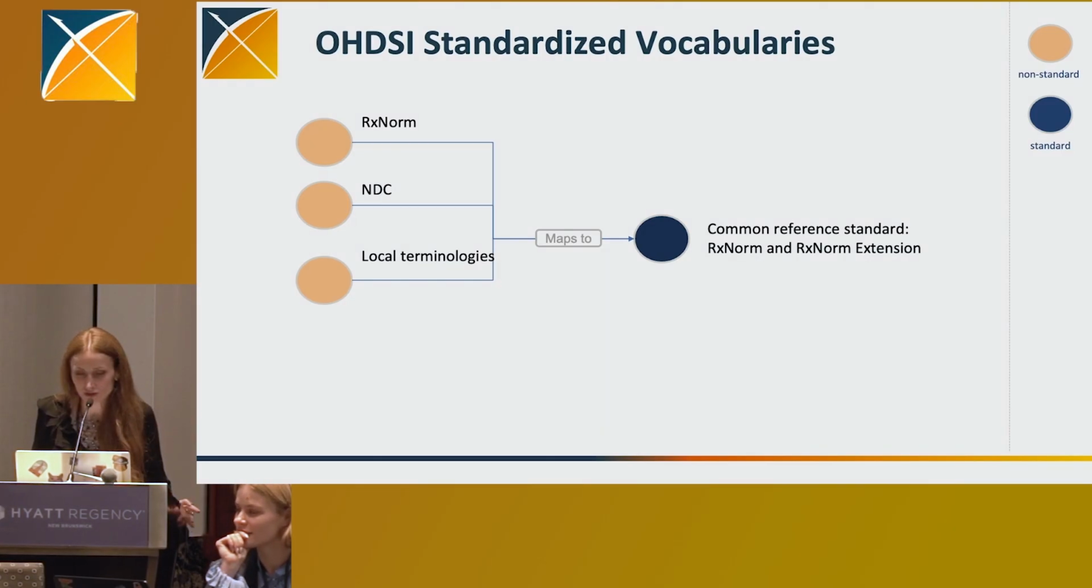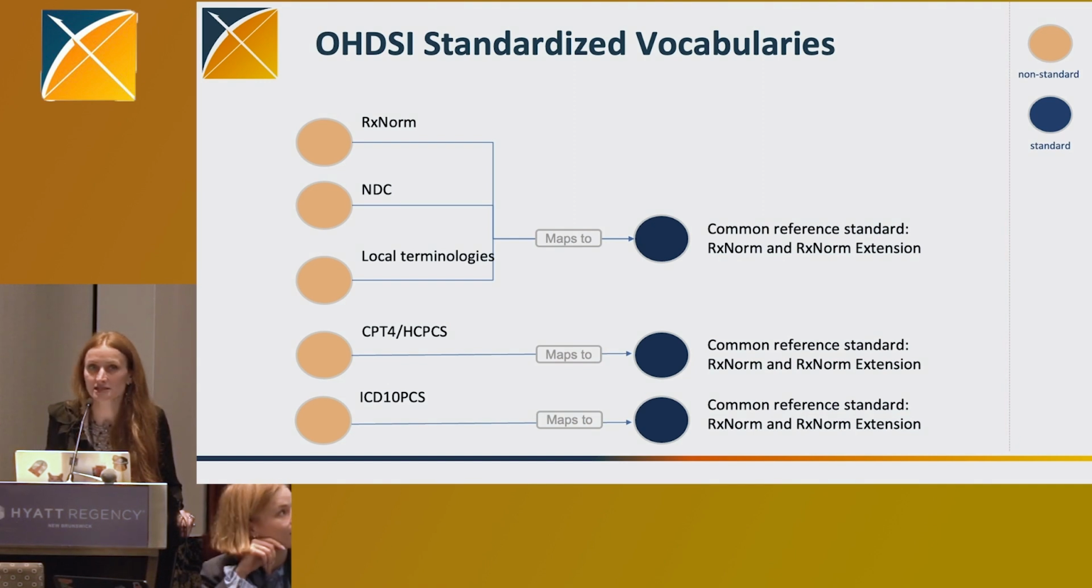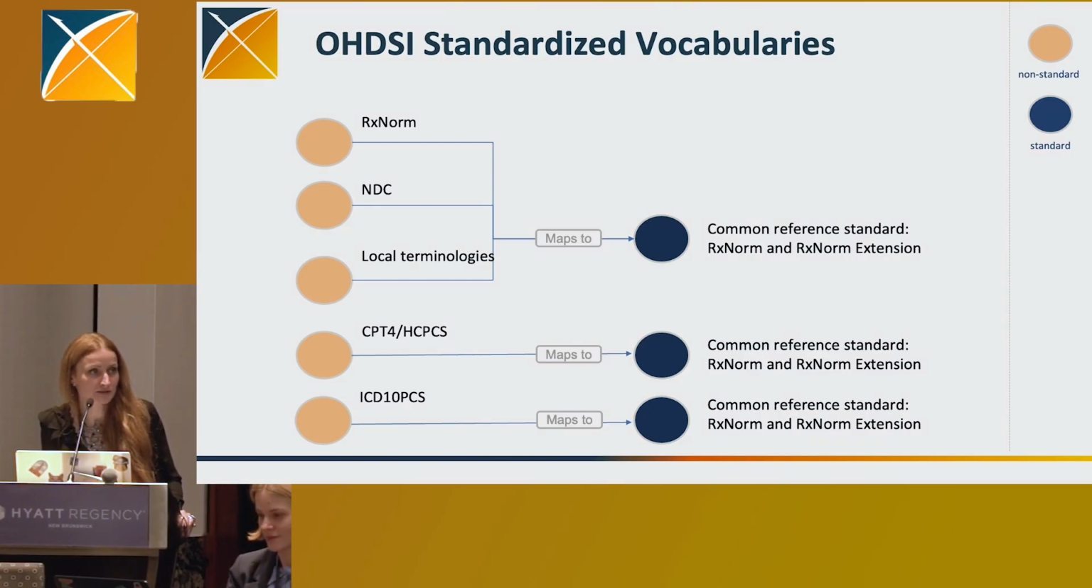NDC, local terminologies, they can be different, so also, except drug source vocabularies, they also can be procedure terminologies. And you see here CPT4, HCPCS, or ICD-10-PCS. So some codes from these terminologies can be about drugs. And they are mapped also to common reference standard, RxNorm or RxNorm Extension.